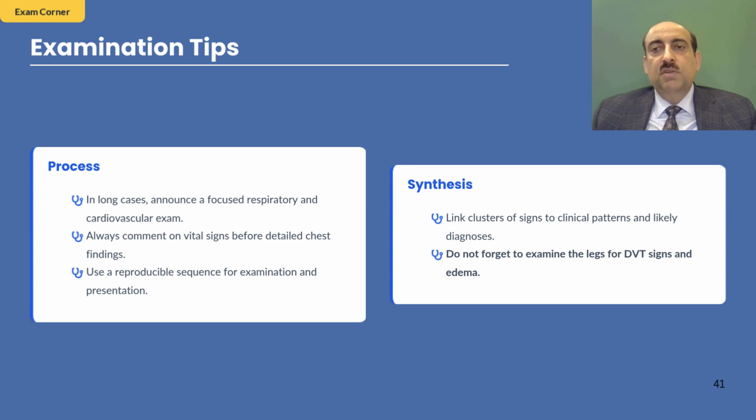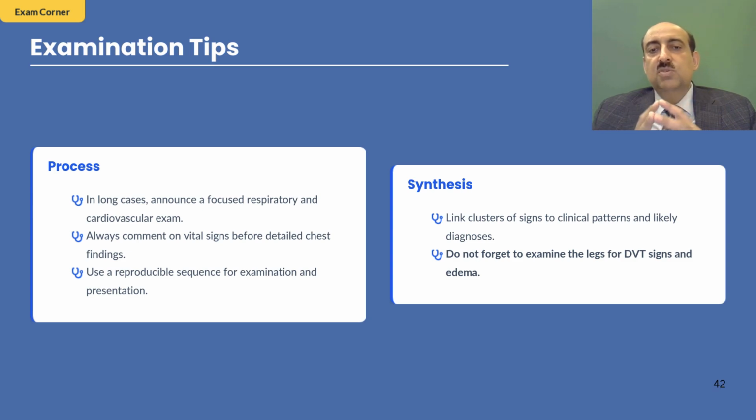And always comment on the vital signs available, so do not skip mentioning them, and especially notice any abnormality in the vital signs before explaining about the detailed chest findings. There is always a tendency to just directly go and explain about the respiratory signs, and also do not forget about the general examination of the hands and face and neck. You should always have a systematic approach: inspection followed by palpation, percussion, auscultation.